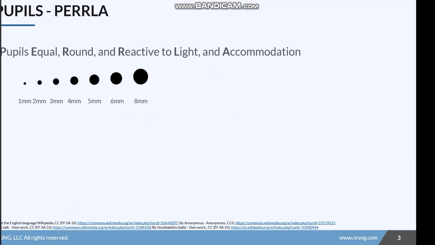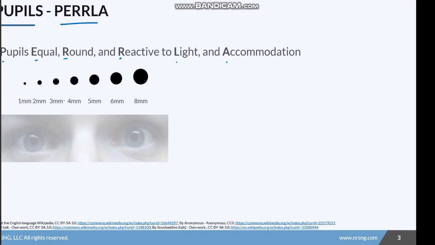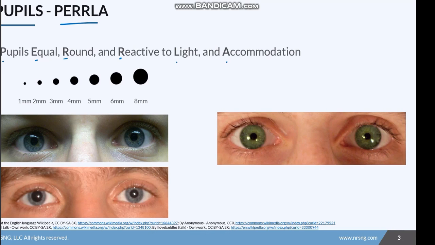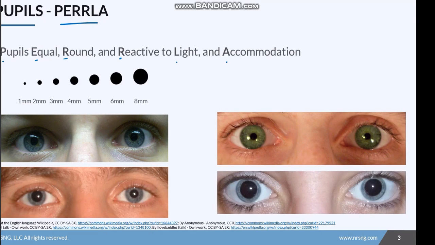So along with level of consciousness, pupillary assessments are some of the most fundamental neuro assessments that we perform. They say the eyes are the window to the soul, but I say the eyes are the window to the brain. The acronym we use for knowing what to assess is PERLA. It stands for pupils equal, round, and reactive to light and accommodation. So the first thing that we look at is whether the two pupils are equal right to left. So here's a few examples of normal, unequal, dilated, and constricted pupils.